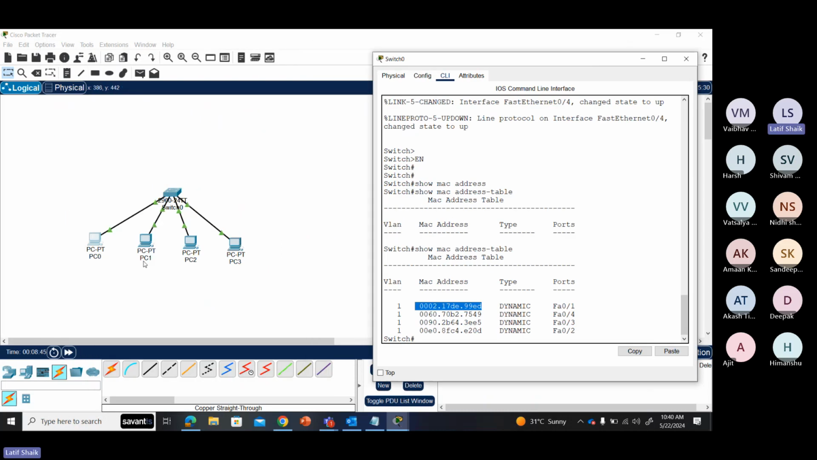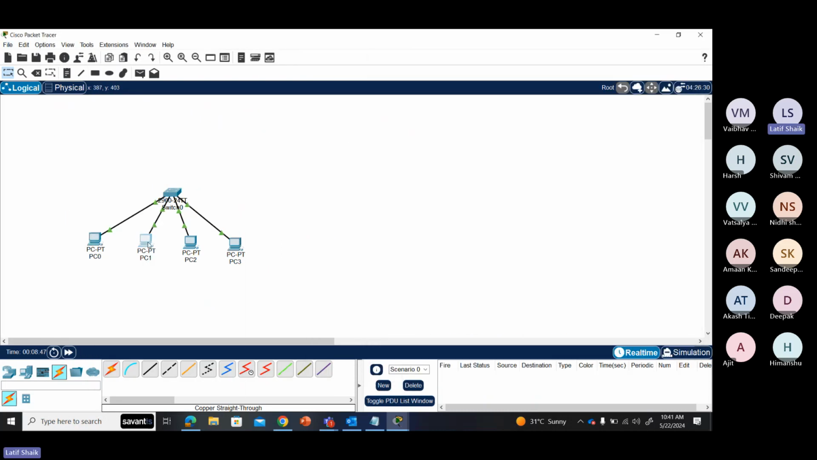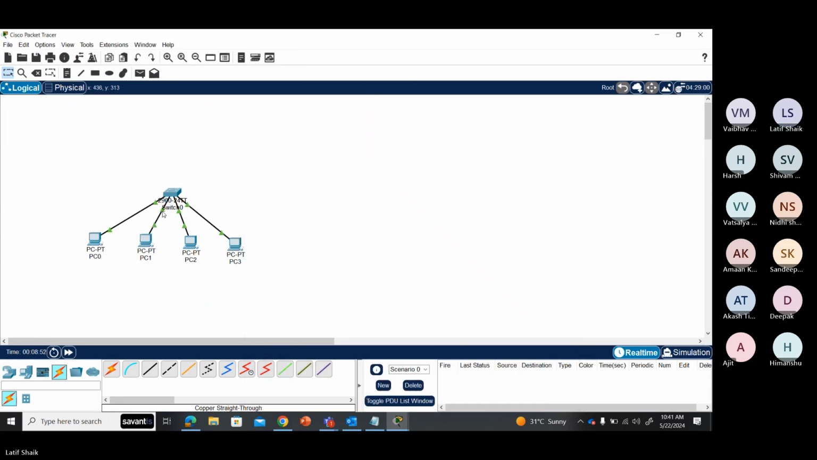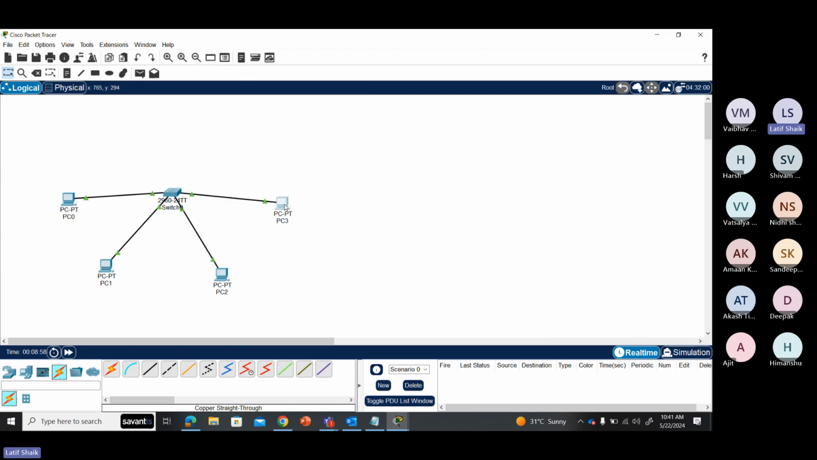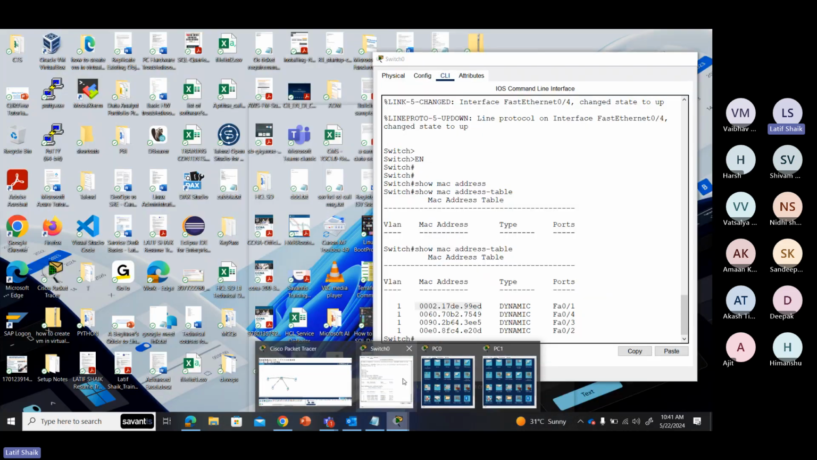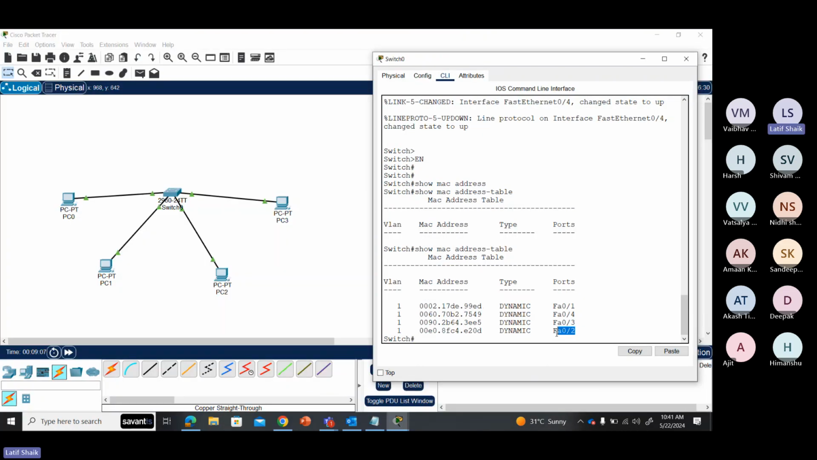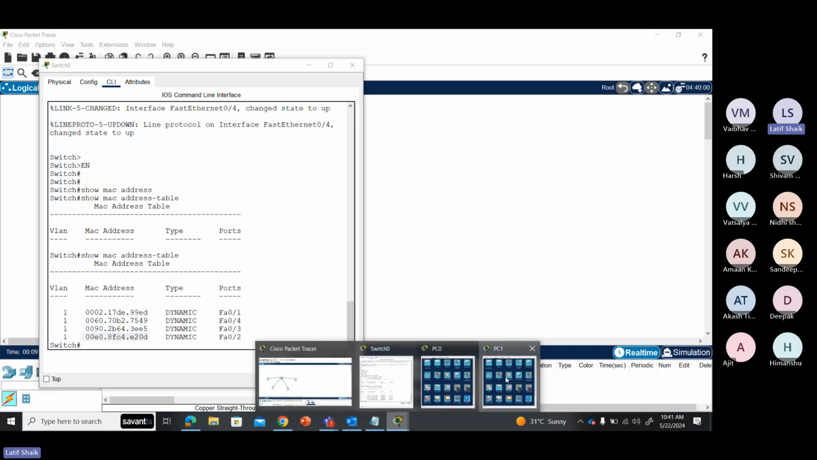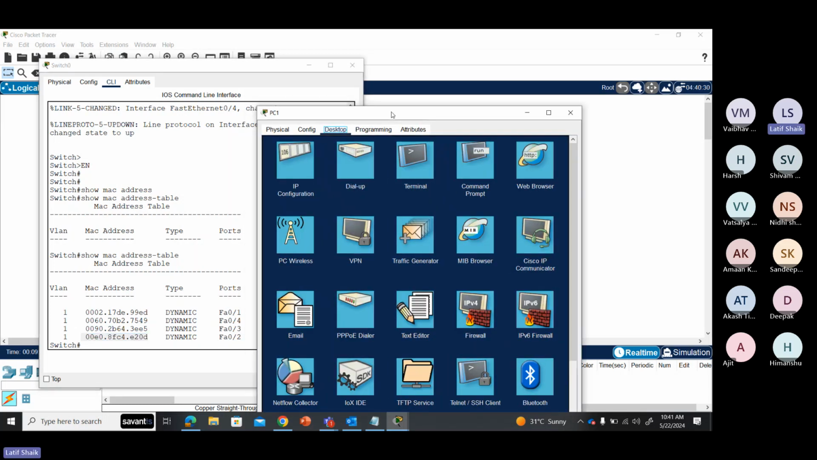If you see, this PC is connected to port number 2 of the switch. You can see it like this. Where is port number 2 here? And this is the MAC address learned by the switch. But is it really so or not? We will see. This is that PC1.